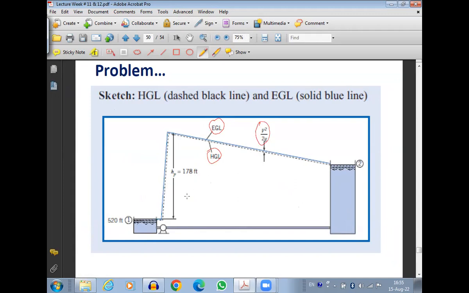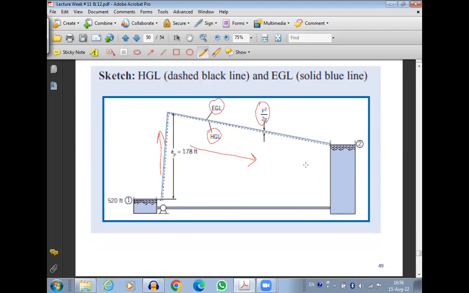However, as the fluid flows through the pipe, there is a gradual decrease in the HGL as well as in the EGL because of the head losses. And at the point of the pump, there is a sudden increase. So at the pump there is a sudden increase, but then there is a gradual decrease. So this is basically the HGL and EGL drawn for this problem.